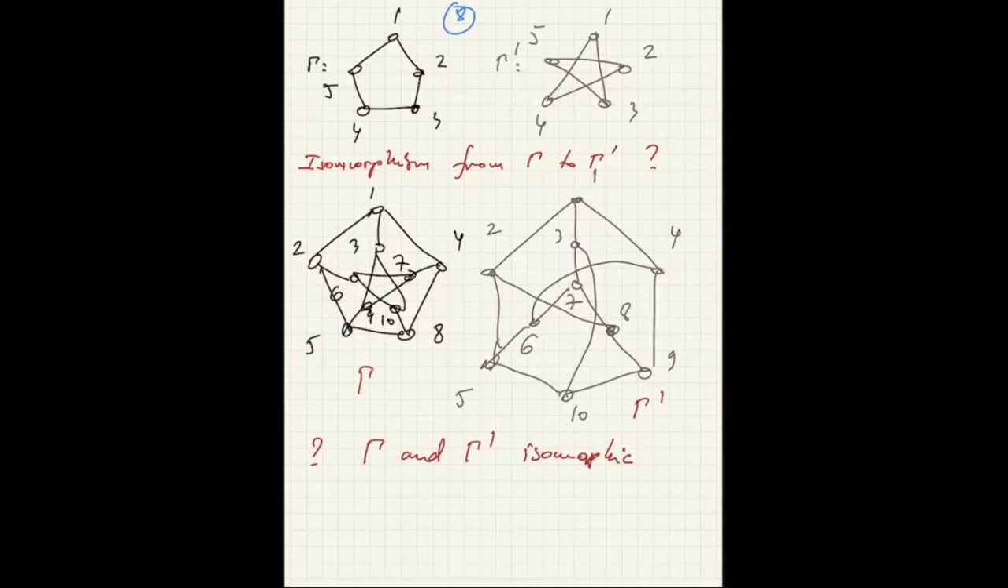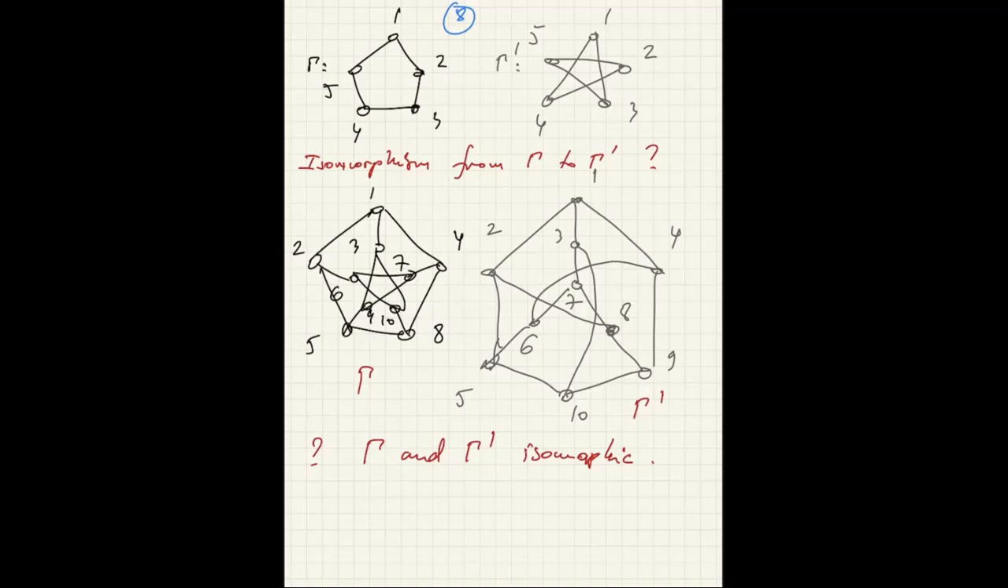So to prove that they're isomorphic, you have to figure out an isomorphism. To show that they're not isomorphic, that's an interesting problem as well. In that case, you have to come up with some graph invariant that has different values for these two graphs, gamma and gamma prime.